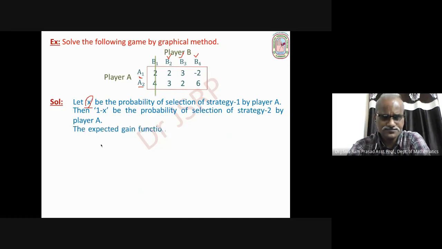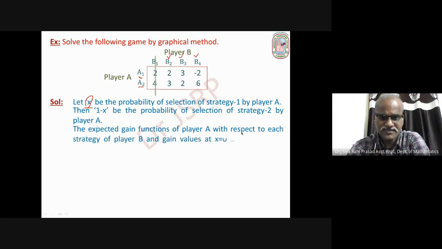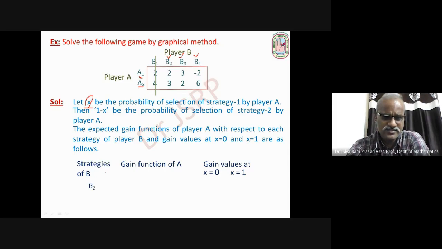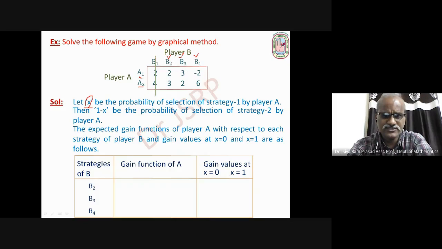First column, the expected gain functions of player A with respect to each strategy of player B, and gain values at x equals 0 and x equals 1 are as follows. Tabular form. First column, strategy of B. Second column, gain function of A. Third column, gain values at x equals 0 and x equals 1. What are the strategies of player B? B2, B3, B4. Since the first strategy is eliminated, we have only three strategies for player B: B2, B3, B4.